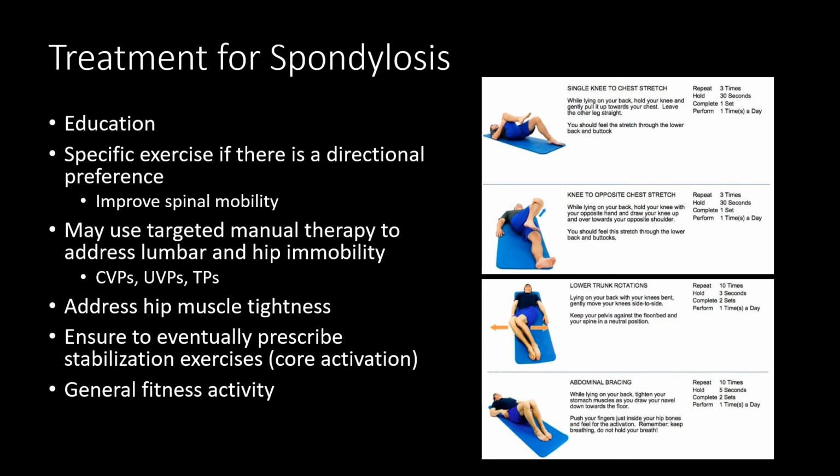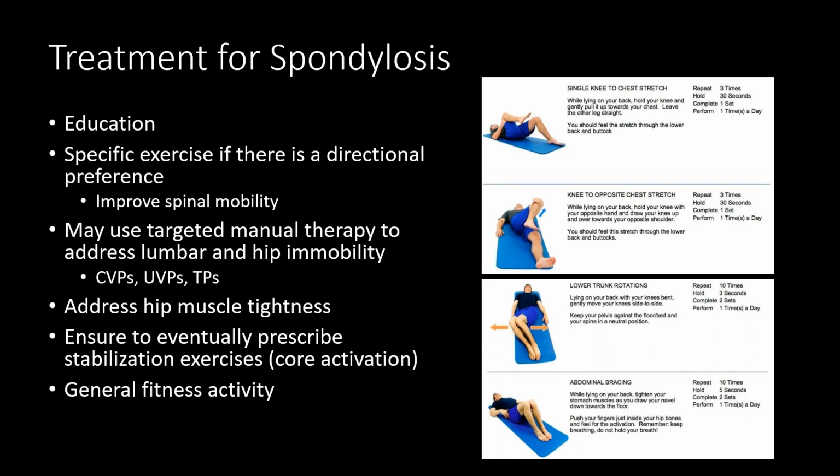Our first goal from a treatment-based classification system is to determine if these individuals fit in a specific exercise category and if there's a directional preference. They're likely not going to have lower extremity symptoms, so we really can't determine if there's centralization or peripheralization. Instead, we're looking to determine if there's a directional preference. Part of the goal with that is to mitigate symptoms, but also to really improve general spinal mobility.